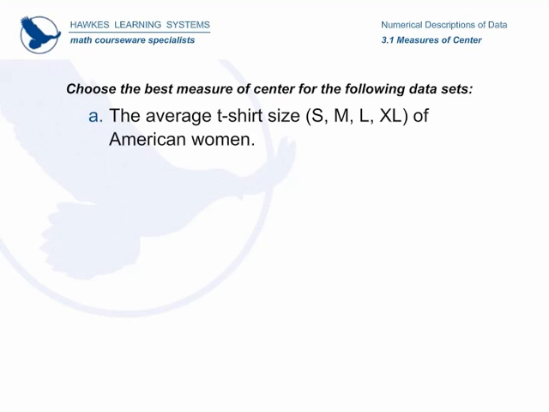Now let's take a look at an example. Choose the best measure of center of the following data sets. The average t-shirt size, small, medium, large, extra large of American women. So we see we have categorical data, sizes of t-shirts that are measured in categories of small, medium, large, and extra large. So we would use the mode, the most frequently occurring data value, to find the measure of center.